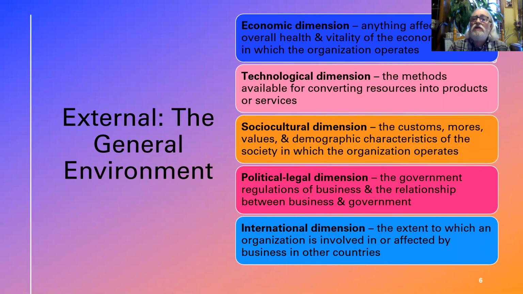Now, here, let's look at the external environment, starting with the general environment. The general environment has 5 dimensions. This is what we see in most management textbooks. This includes the economic, the technological, the socio-cultural, the political legal, and the international dimensions. Each of these are not exclusive to themselves. In fact, there's a lot of overlap. But let's take a look at these in a little more depth.